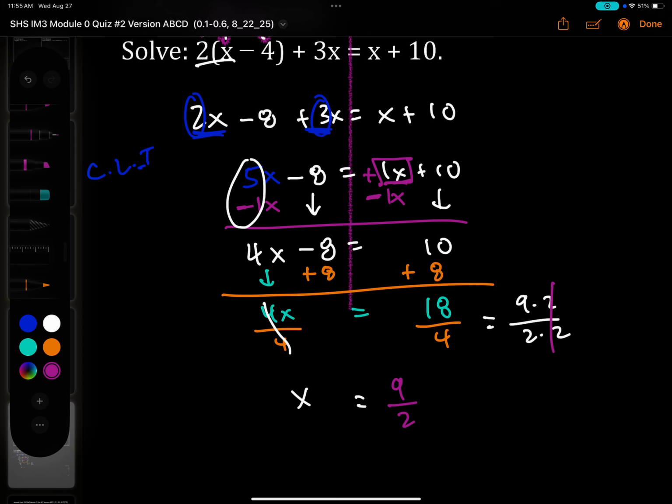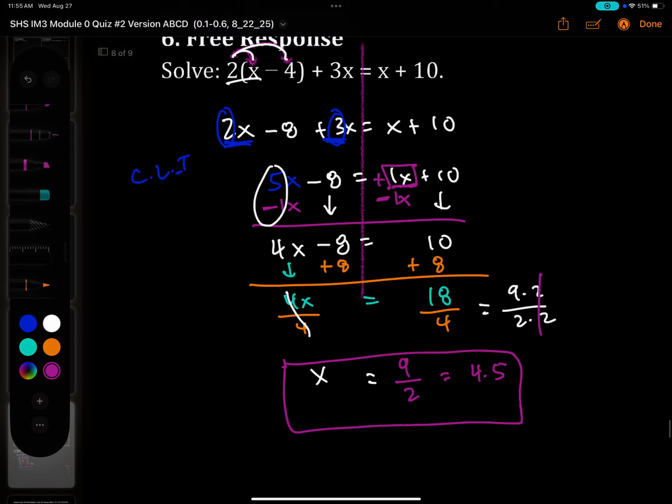You got full credit, though, if you did it and you got 4.5. So I'm just going to box these. You got some points off, 3.75, so minus 0.25 if you had 18 over 4 because that wasn't simplified.